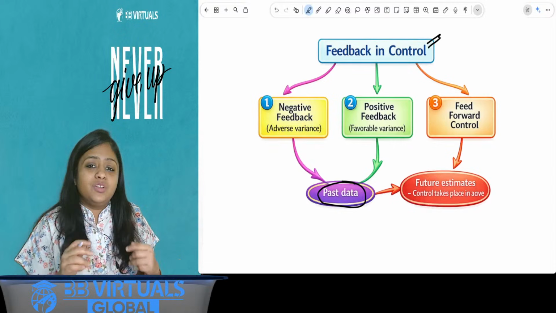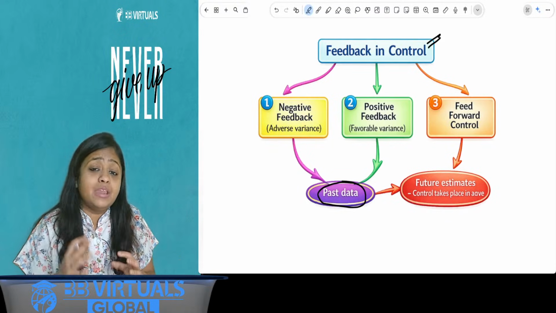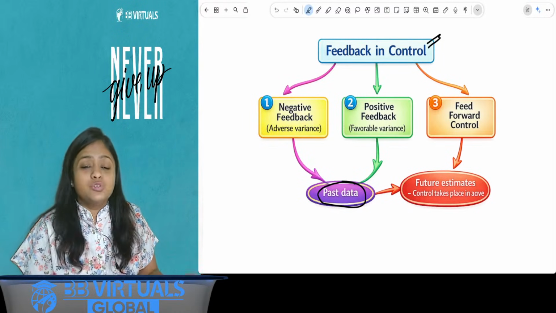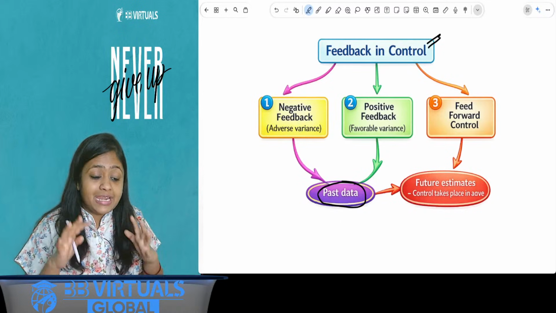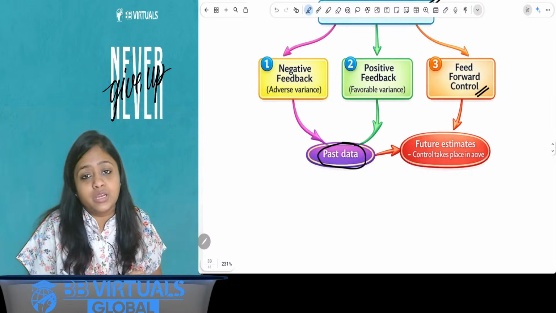feedback. But now I want the steps I want to take to take place already in advance for the future, so that in future I may not have the variances. So I already want to take the steps right now for the future only. And that is where feed forward control comes in place.